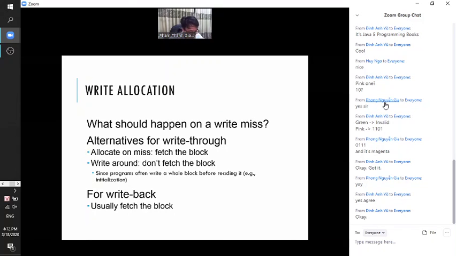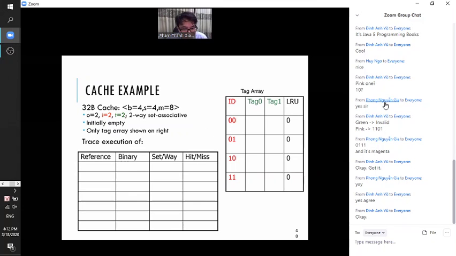Okay, do you understand how the cache works? We will make a very simple example. We have a 32 byte cache, only 32 bytes. We have a block size of 4, so we have only 8 blocks, right? 32 divided by 4, we have 8 blocks.